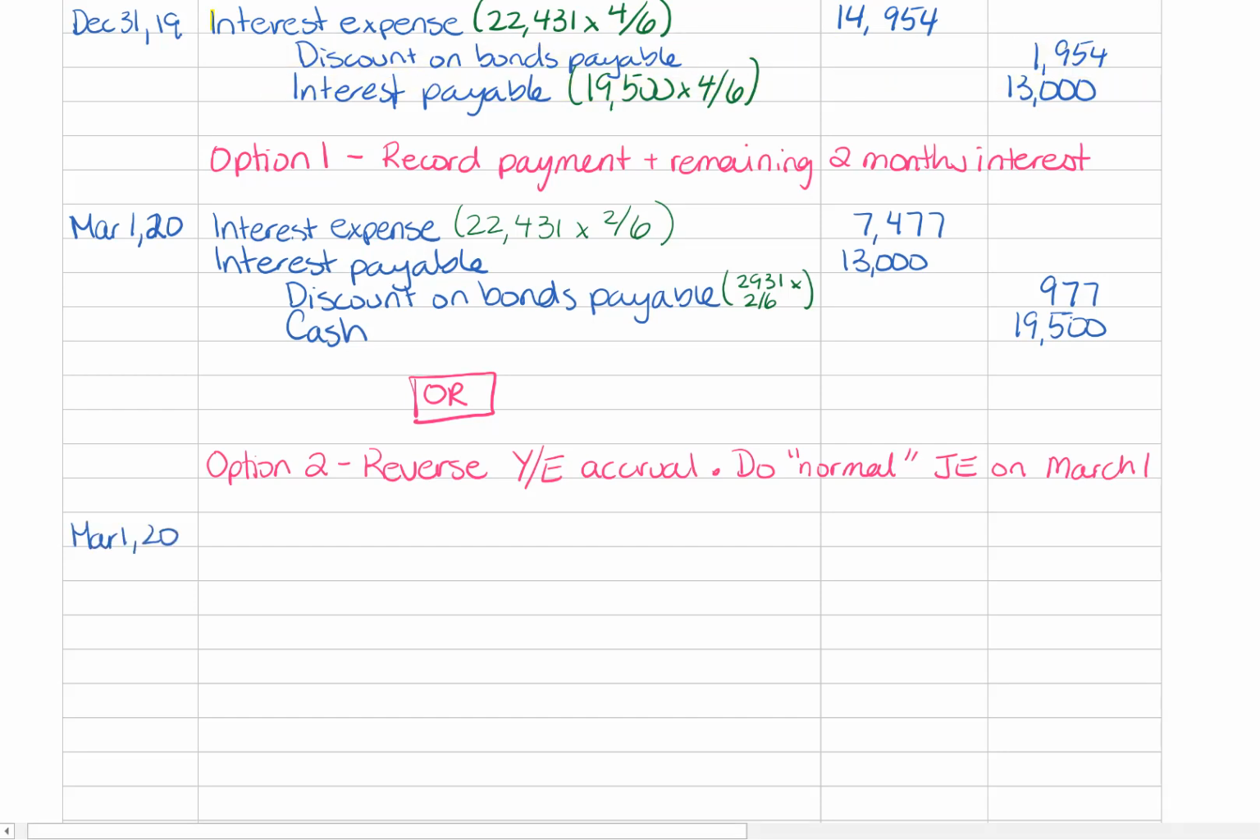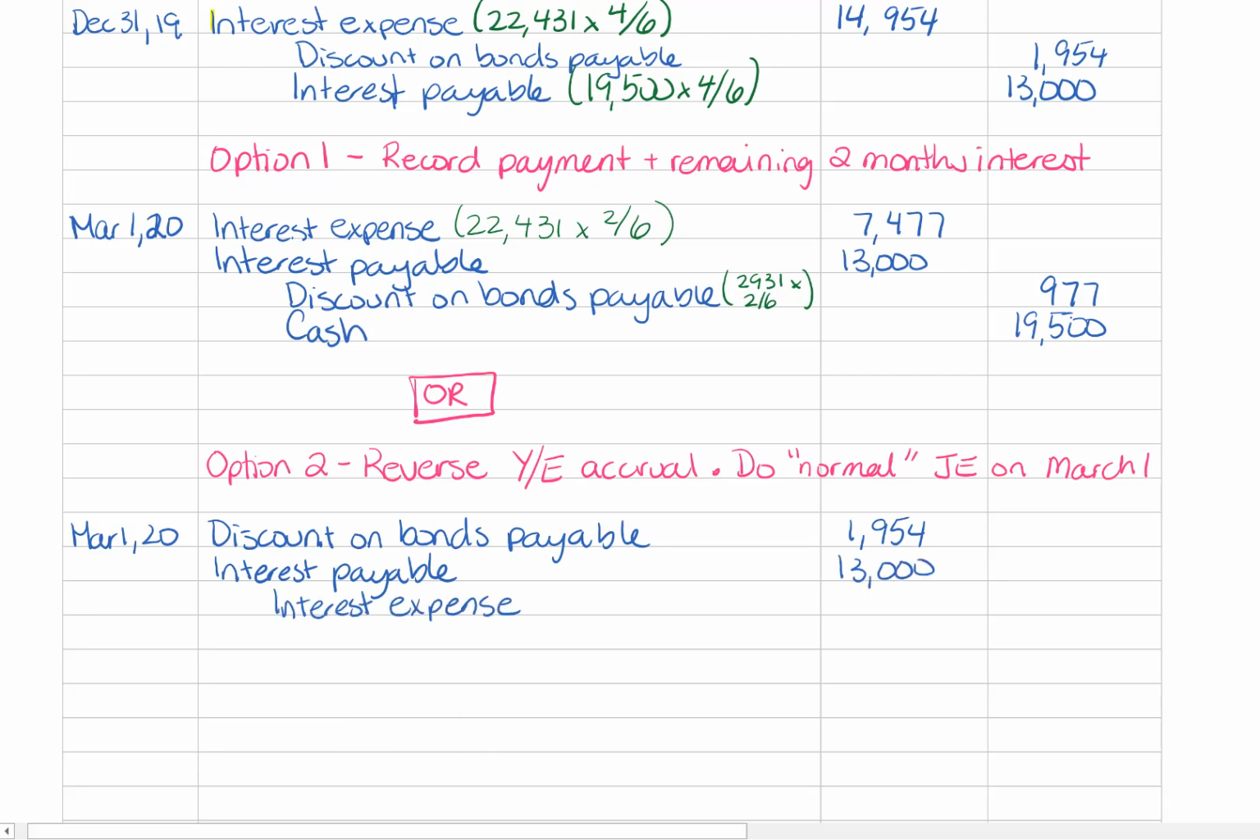So debit discount on bonds payable 1,954, debit interest payable 13,000 and credit interest expense 14,954. Now that I've reversed that journal entry, it's like it never happened. So now I can just go back to my table and make my normal March 1st journal entry and pretend my December 31st accrual never existed in the first place.